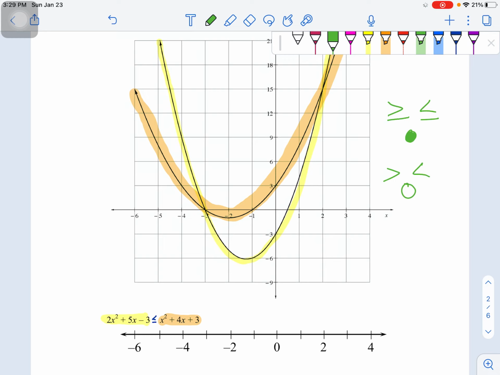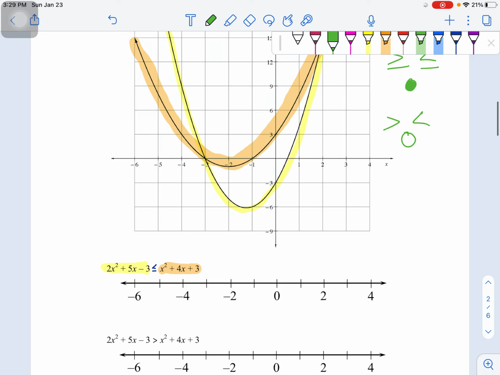So we have, if we look here, a less than or equal to symbol. So I am going to put a closed circle at -3 and a closed circle at +2, because that's where they're equal to. And in between all of there is when all of these points fit the solution. All of the yellow graph is below or less than the orange graph. So we're going to color that section in. We're going to shade it in.